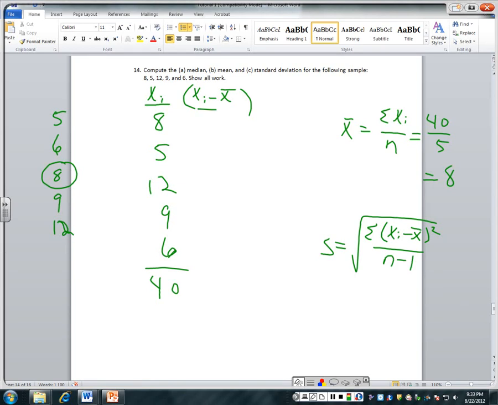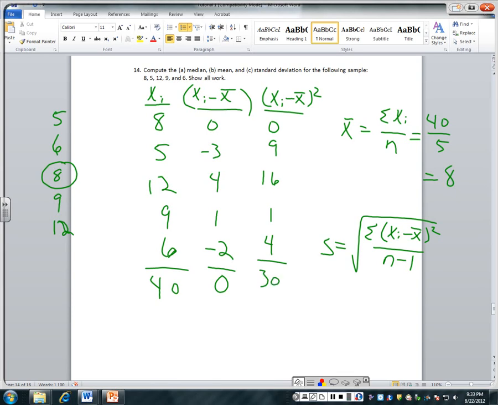So I'm going to get the deviations. I'm subtracting 8 from each number. I always make sure that I add this column of numbers to get 0 as a check on my math. So that's 30 divided by 5 is 6, and the square root of that, I'm pretty sure, is 2.45.